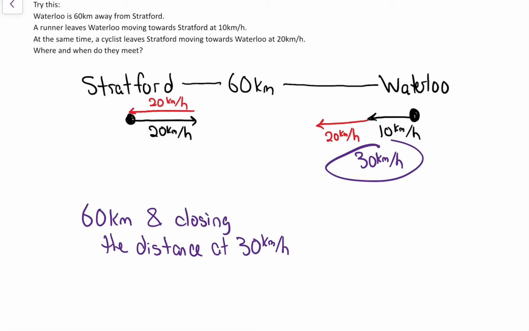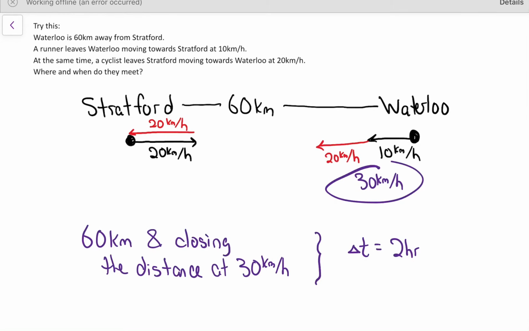That, in a way, because the numbers are kind of nice, we could have done that before we even learned any motion. If I told you something had 60 kilometers to go and it was going at a rate of 30 kilometers per hour, we could all kind of see that that's going to take a time of 2 hours. That answers the when they meet.